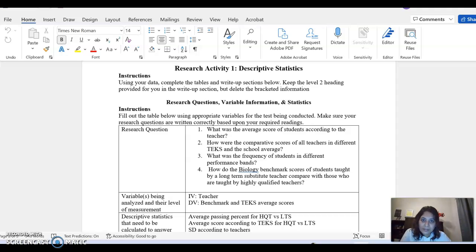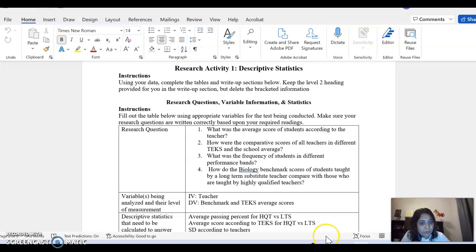Hello, my name is Runa Chatterjee, and I am going to perform a couple of descriptive analyses based on the data that I have received from a biology benchmark exam. The research questions that I will attempt to answer based on that data are as follows. Let us look at the first research question. What was the average score of students according to the teacher?